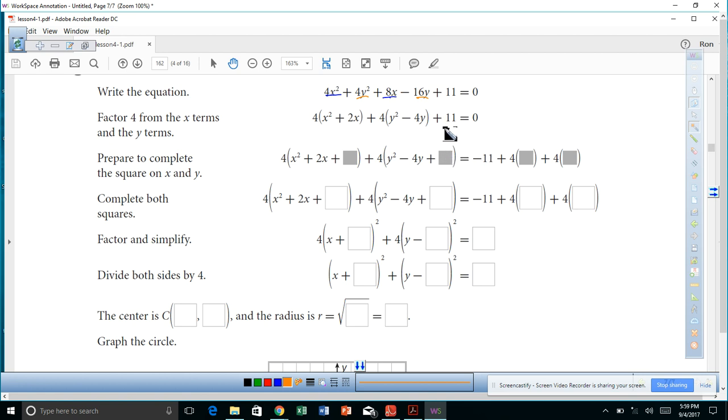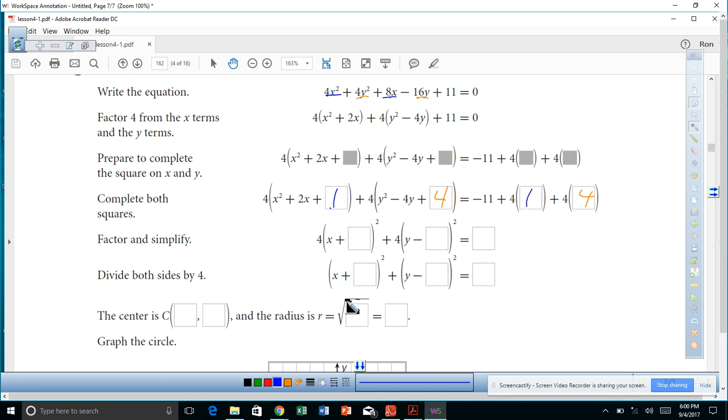So they subtracted 11 on both sides. They got negative 11 and 4 times whatever that b over 2 squared is, and 4 times whatever that b over 2 squared is. So let's take a look at it. 2 divided by 2 is 1, and 1 squared is 1. Let's do x's in blue. And then here, negative 4 divided by 2 is negative 2. Negative 2 squared is 4. So they're going to put those over here.